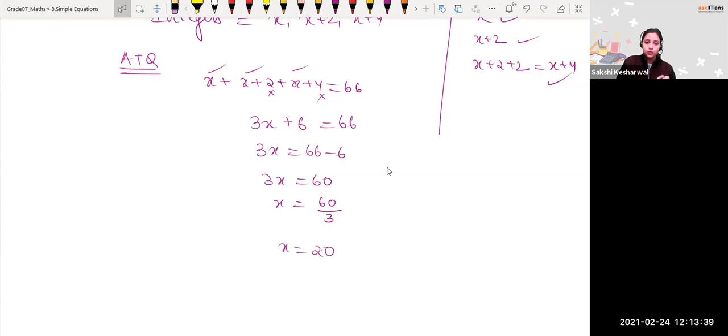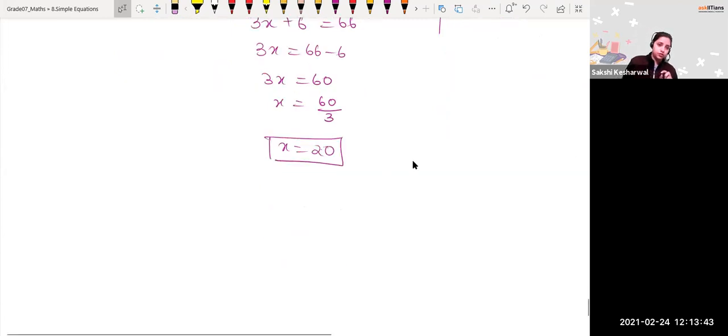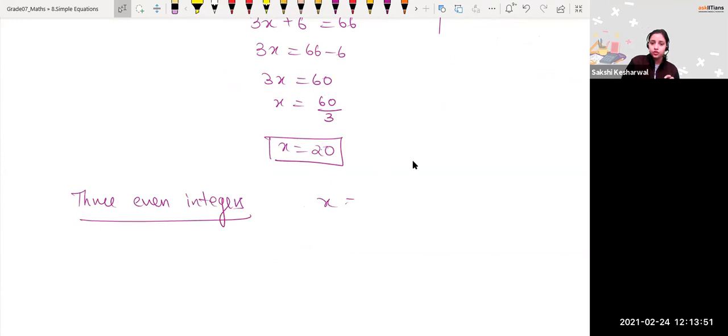X is equal to what? 20, right? So three even integers are what? Three even integers are what, beta? Three even integers are X, which is equal to 20.